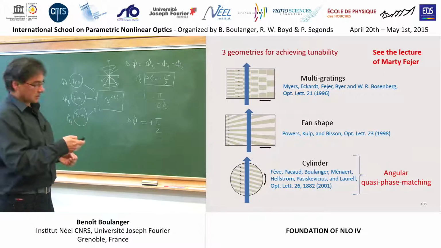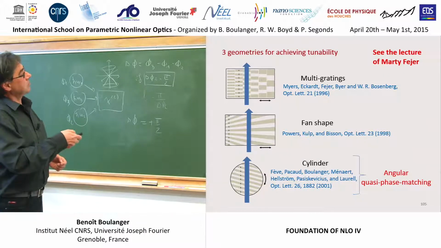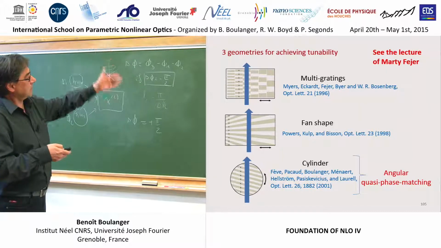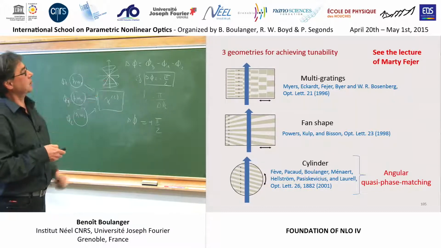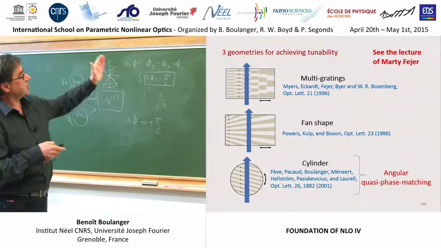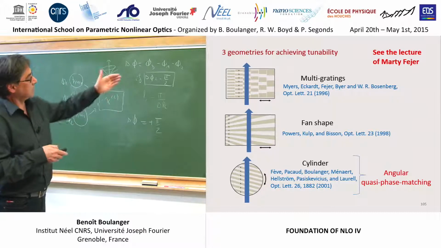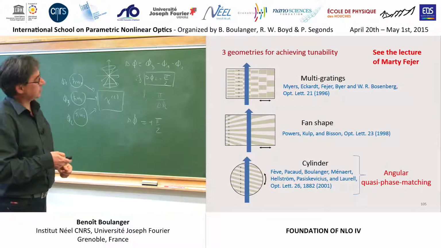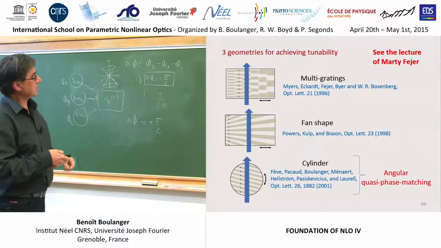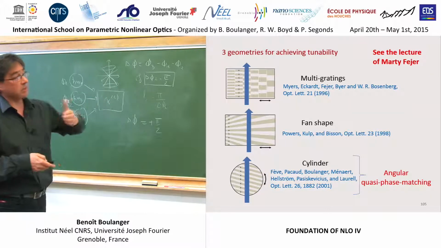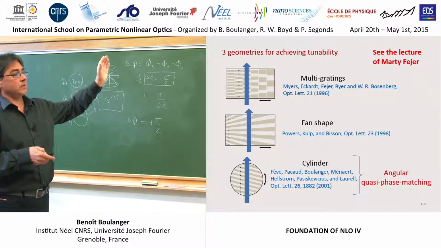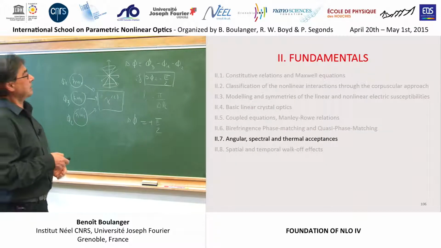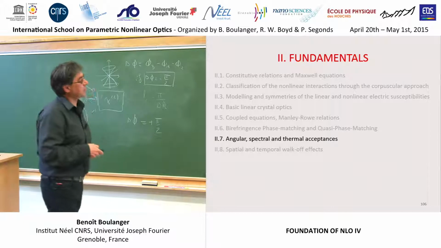Okay, and just the last slide. There was a question this morning on that. So the three ways to tune quasi-phase matching: the multi-grating, where you translate the grating; the fan shape; or the cylinder that we proposed several years ago. So you turn the crystal, or you translate the crystal, and by this way you vary the grating periodicity, and so you can vary the wavelength. Okay, so now let's move on to angular, spectral, and thermal acceptances.